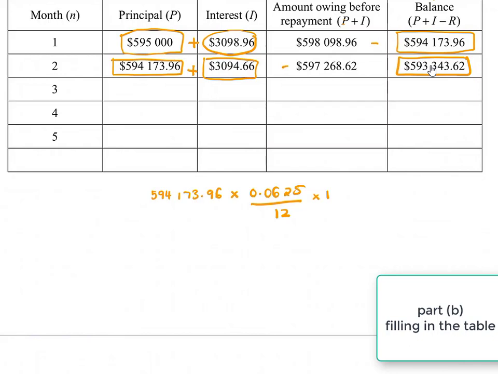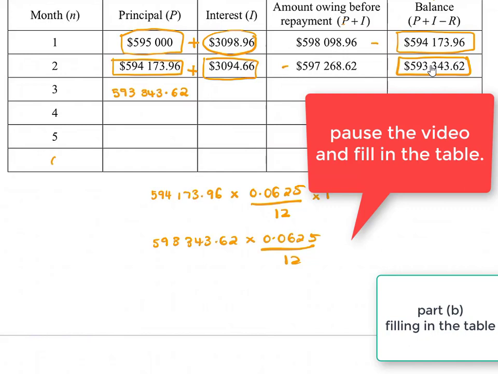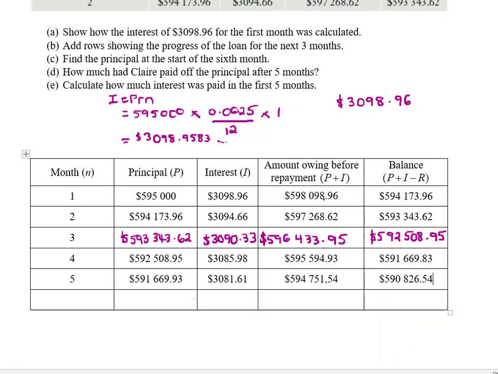So we start the whole process again, and now we have a new principal. We've got a principal of $593,343.62. And then I do exactly the same again. I take that amount and I multiply it by my interest rate, and then I get my new interest. And we keep doing that until we have completed the entire table. So now you can see I've filled in the table and you can check that you have done that correctly.